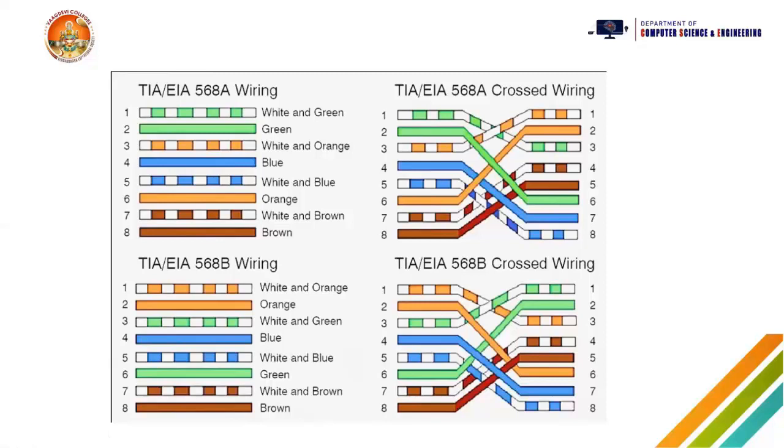And this is the cross wiring, where we can see the first wire is going to the third groove, and the second wire is going to the sixth groove, and so on. This is the top side, this is the bottom side. So if a wire goes into the first groove on the top side, the same wire on the bottom side will go into the third groove.